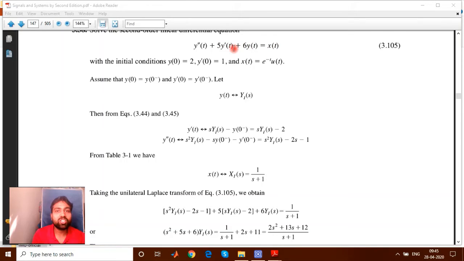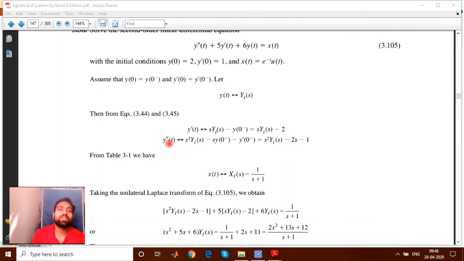Now talking about y'(t). This y'(t) is nothing but sY(s) minus y(0-). So let's see, do we have this value y(0-)? Yeah, exactly, the initial condition is given here. y'(0-) equals y'(0), which has a value equal to 1. So as you have y'(t) equals sY(s) minus y(0-), putting in the value: y(0-) is not 1, it is 2. So y(0) has the value 2. Substituting this value 2, it becomes y'(t) equals sY(s) minus 2.